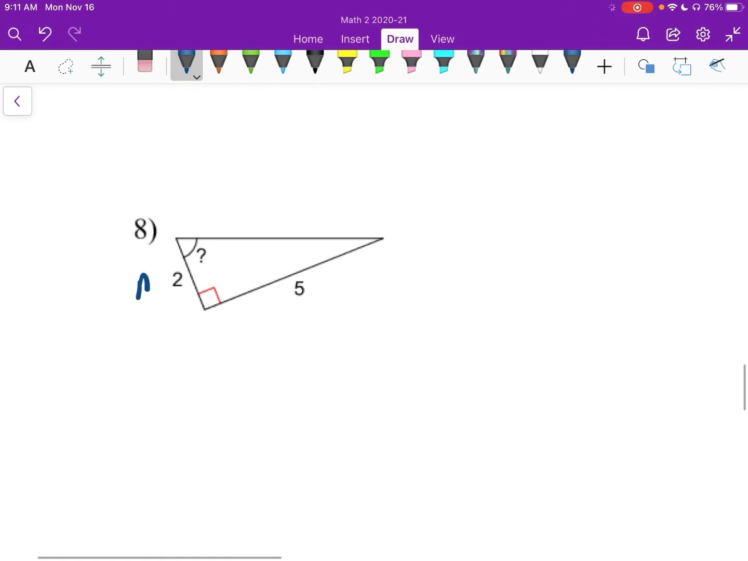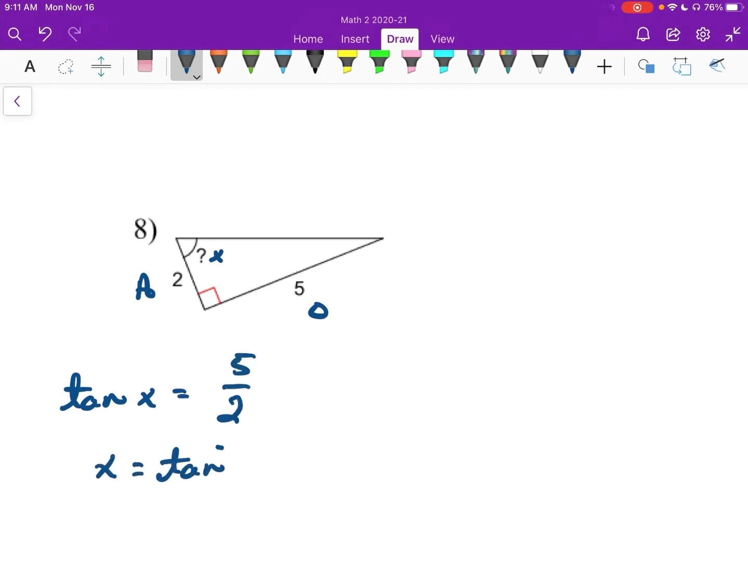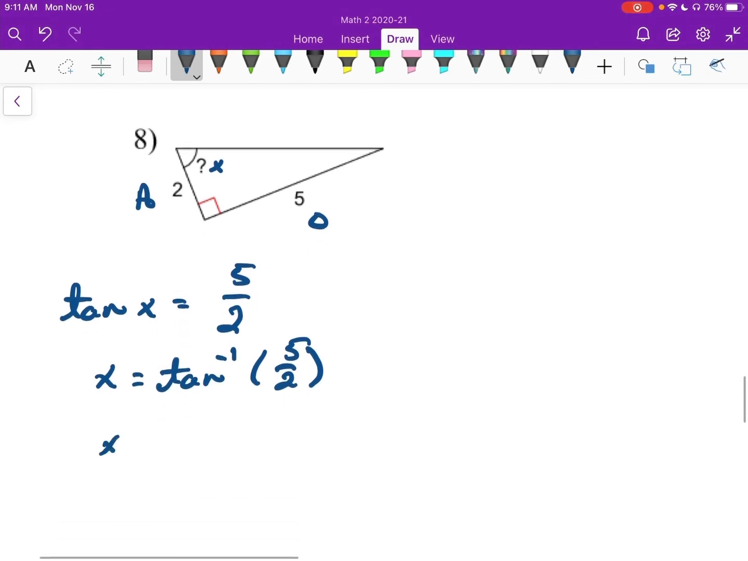Here, side adjacent. Well, here's our variable. The adjacent one touches the angle, and the side opposite comes out of the angle, right? So opposite and adjacent is tangent. Tangent of x is going to be 5 over 2. So x is tangent inverse of 5 over 2. I type that in the calculator, tangent inverse of 5 divided by 2, and I get x is 68 point, we'll call it 2, 68.2.